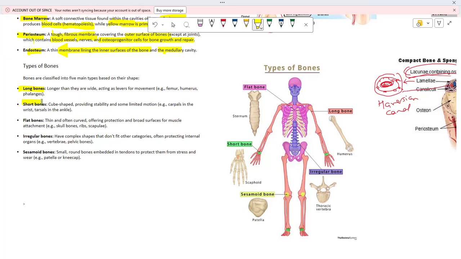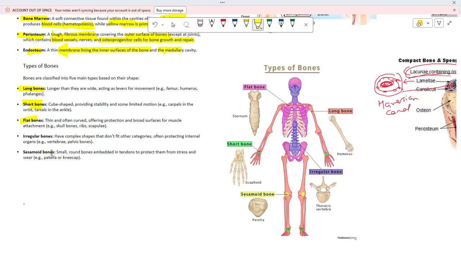Okay. And they have the short bones. They are cube-shaped bones. They're providing stability and some limited motion. Okay. Example, the carpal bones in the wrist, right? And the tarsal bones in the ankle. They are short bones. Okay. They are cube-like in shape. And they have the flat bones. These are thin, flat, and often curved, offering protection and broad surfaces for muscle attachment. Example would be the bones of the skull, the ribs, and then the scapula. They will be flat bones.